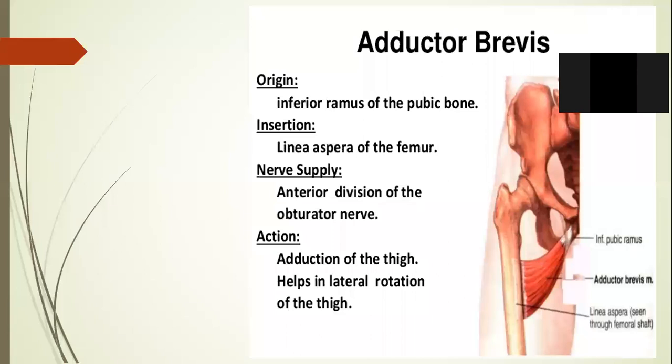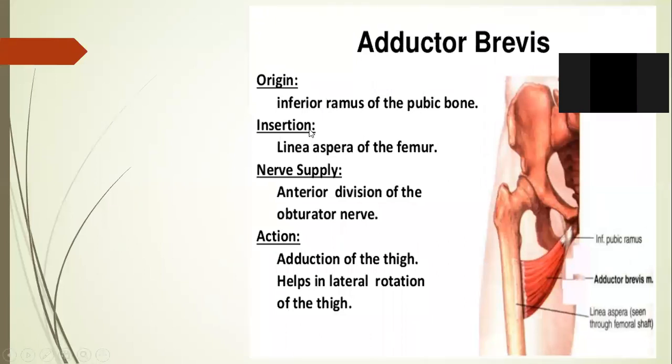Now look at this picture. This is another muscle. We are talking individually about the adductors, especially their origin, insertion, innervation, and action. So this one is the adductor brevis. From the origin point of view, once again the adductors are mainly attached on the pubis. So see here, which part of the pubic bone is responsible? This is the inferior ramus of the pubic bone.